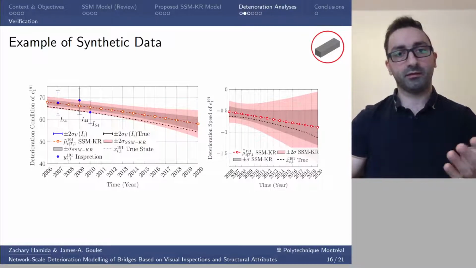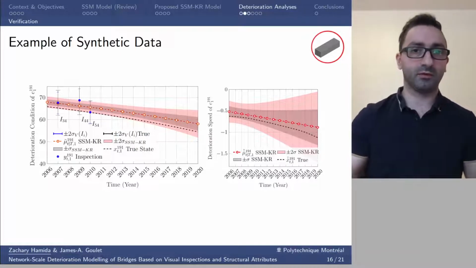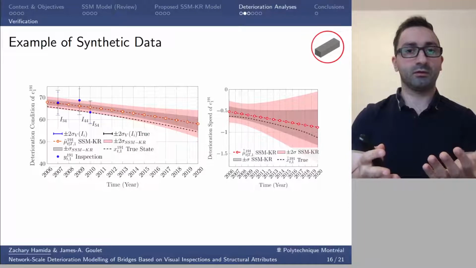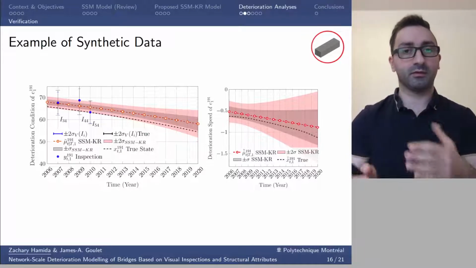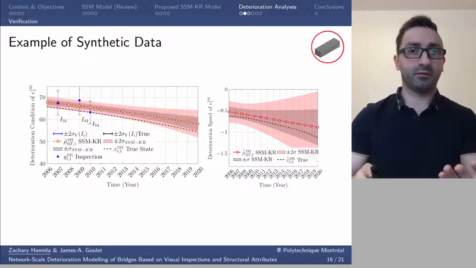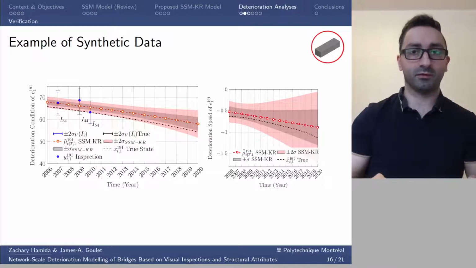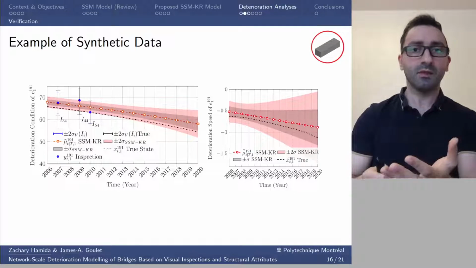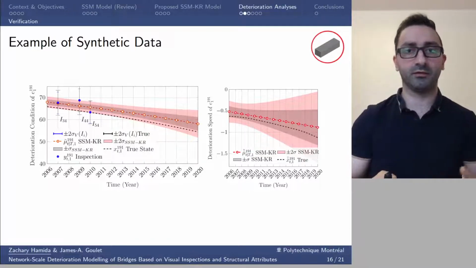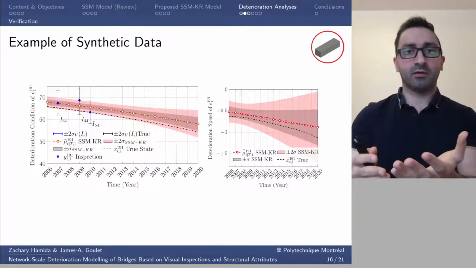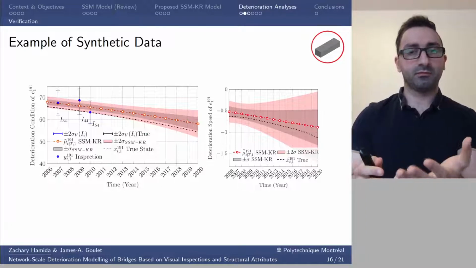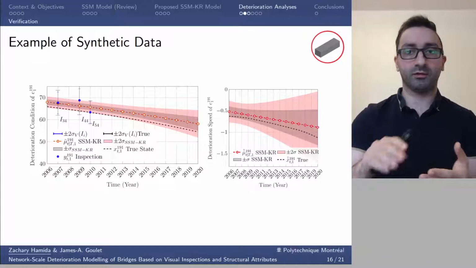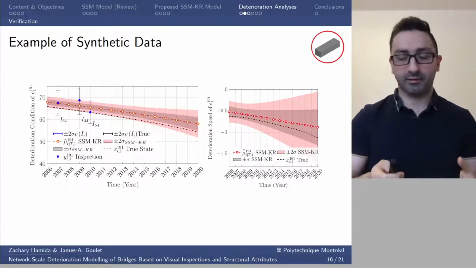As you see in this case, given the low number of observations, the true condition is still within the confidence interval of our model, and the performance is acceptable given the low number of observations and the high uncertainty around each one of these observations. Similarly, if we look at the deterioration speed, we see that our estimate for the deterioration speed is really good given the true deterioration speed represented by the black dashed line.